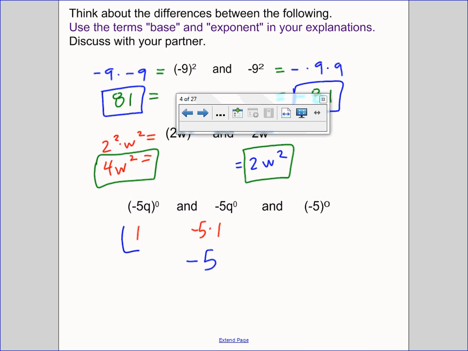Nice job. And lastly, parentheses, so everybody's raised to the exponent, so this would be 1. Awesome. Way to go. What questions do you guys have about the difference between these expressions?